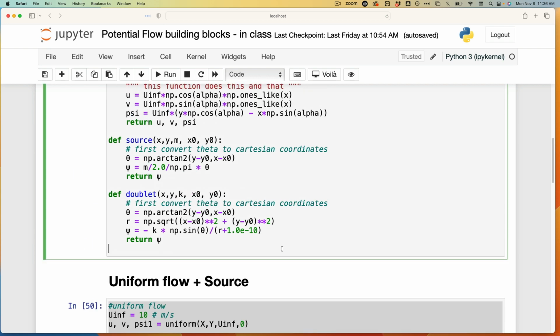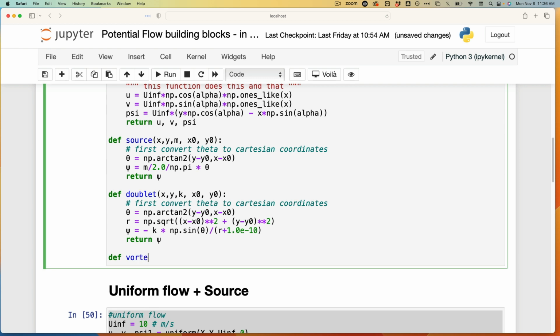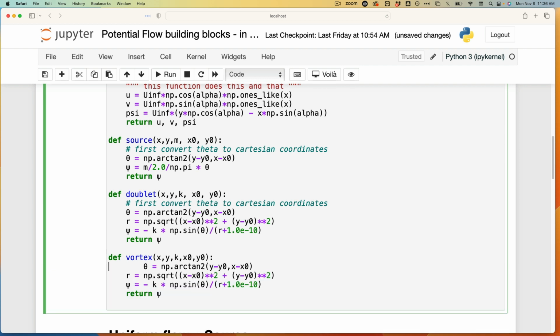Okay, define vortex, xy, strength of the vortex, x0, y0. And I'm going to copy theta and r, and return psi. Okay, psi is minus k times np.log of r, right? I didn't even need to compute theta over here.